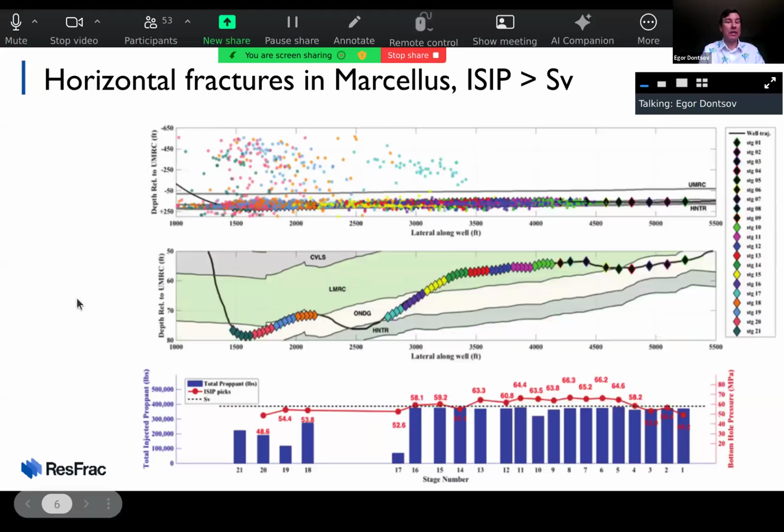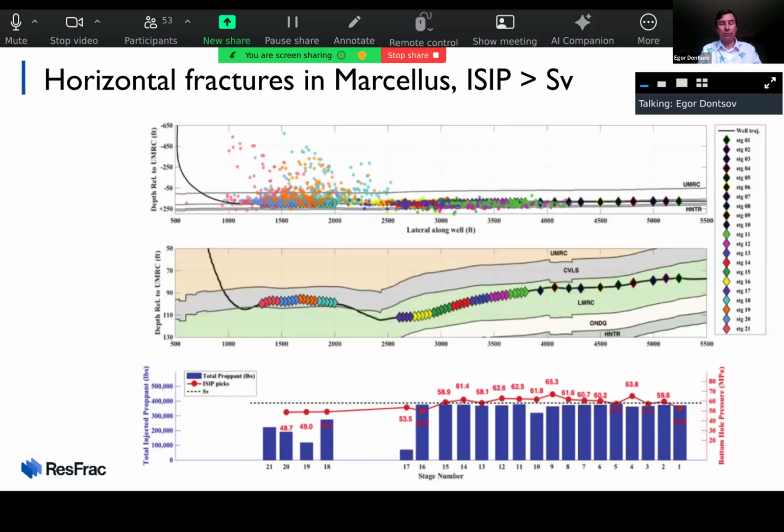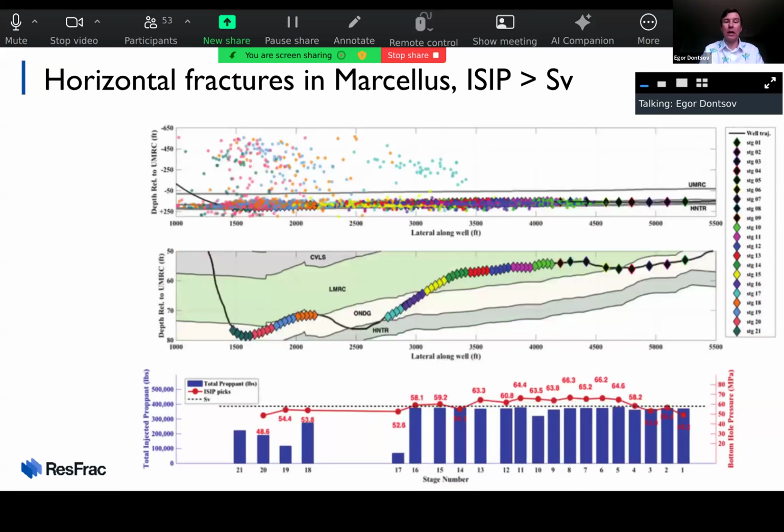And this, by the way, occurred in several wells, so it's not just one offset. You can argue maybe your geophones were not good enough. No, it occurred in several wells. And so again, it's about the same picture. In this case, we land in a little bit lower formation, right? This is the lower Marcellus, here in green. So before it was above, and we still have height growth through everything. But as soon as we land in the lower Marcellus, now it's all horizontal. And again, ISIPs climb up.